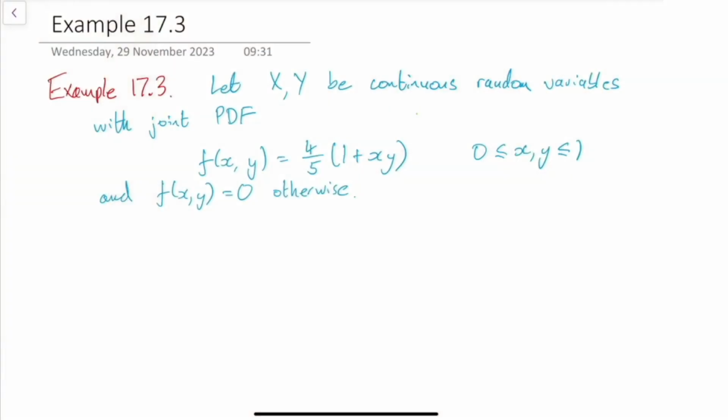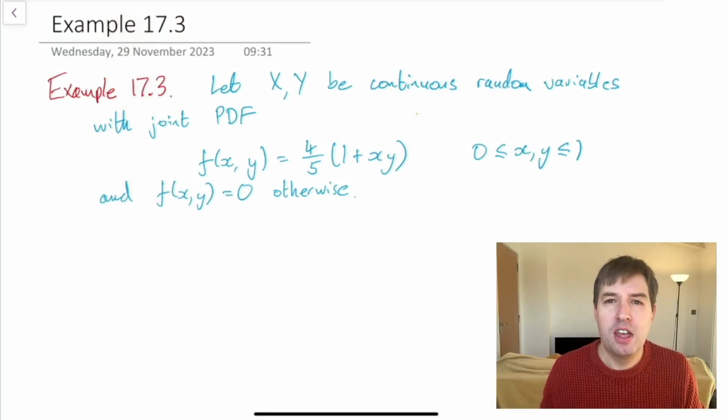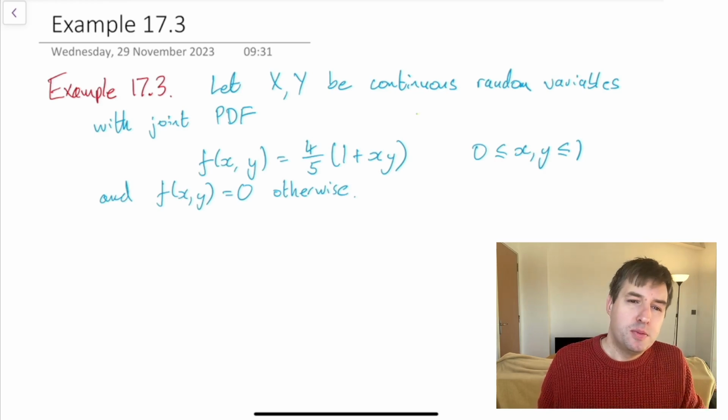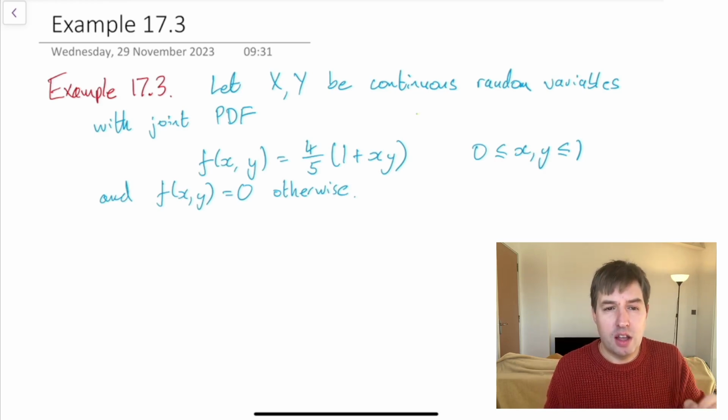So as a reminder, this was our example. We have x and y being continuous random variables, and they have a joint probability density function given by this f_XY, which is 4/5 (1 plus xy), and this is defined for x and y both being between 0 and 1. It's 0 elsewhere. So both random variables, x and y, are going to be numbers between 0 and 1. We can also see that the intensity of probability is going to be slightly higher when x times y is big, so when x and y are both nearer to 1. And the intensity of probability is going to be slightly smaller when x times y is small, so when x and y are closer to 0.